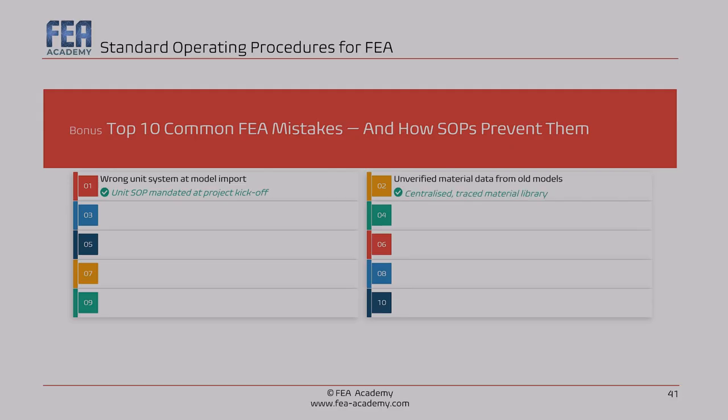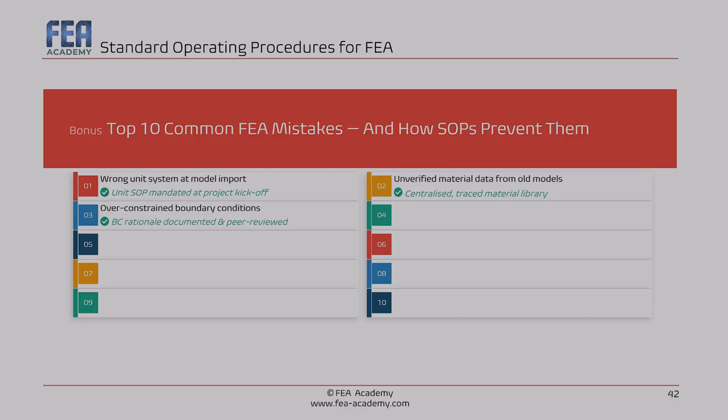The second error is the unverified material data from old models. Material cards propagate through an organization's history like successive photocopies. Each generation is a little less sharp, a little less traceable, until the original is unrecognizable, okay? The fix is simple. It is a centralized library where every entry is traced to its source. No source, no entry.